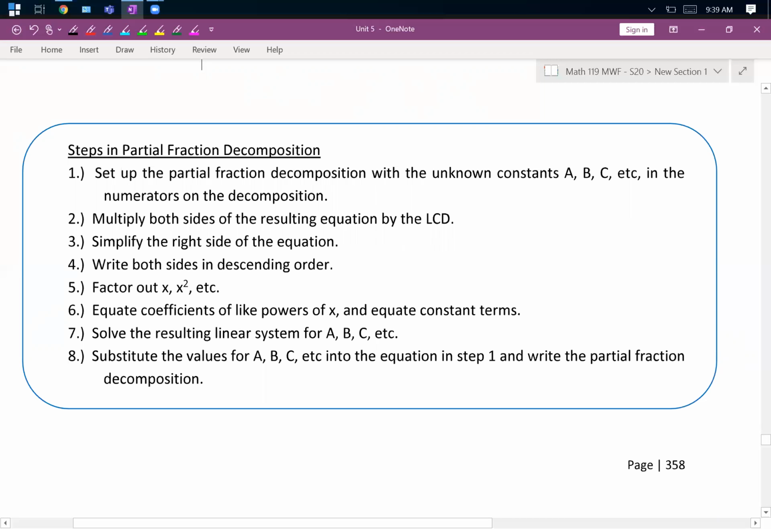So you're going to solve that system by whatever technique, and then lastly, we're going to substitute the values for A, B, C, whatever the variables were in the very first step. These are going to be the answers from the system of equations, and then we'll plug that into our step 1, and we'll have our partial fraction decomposition. And all those steps are going to make so much more sense when we actually do a problem.